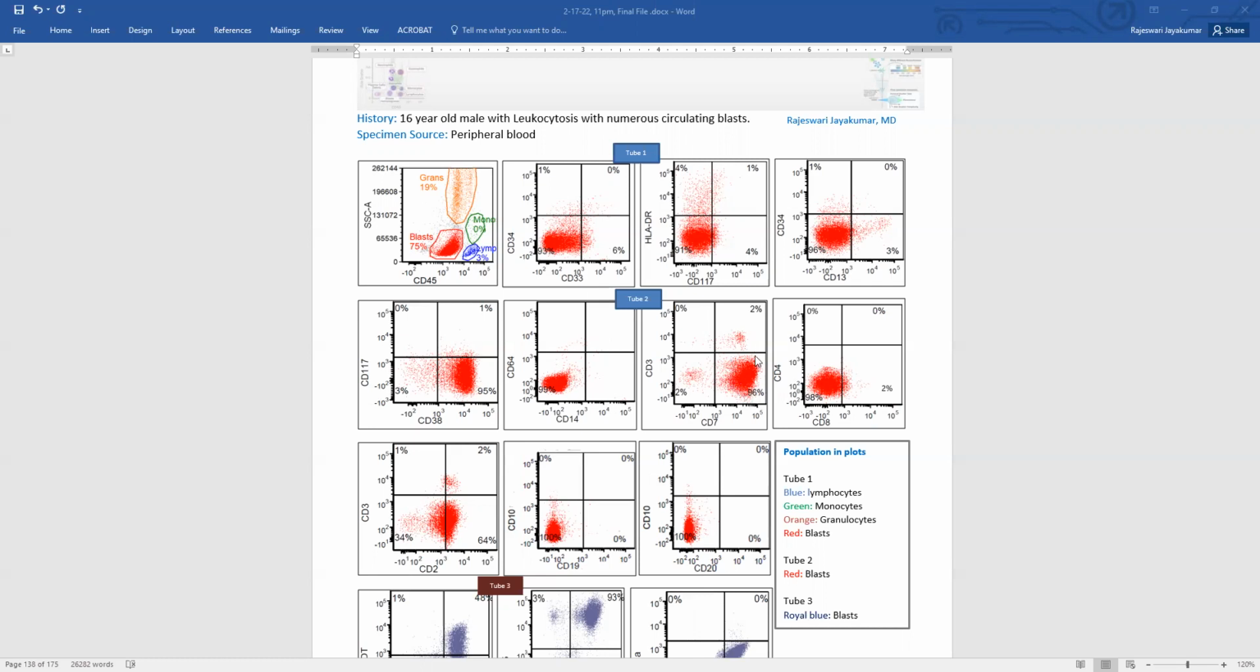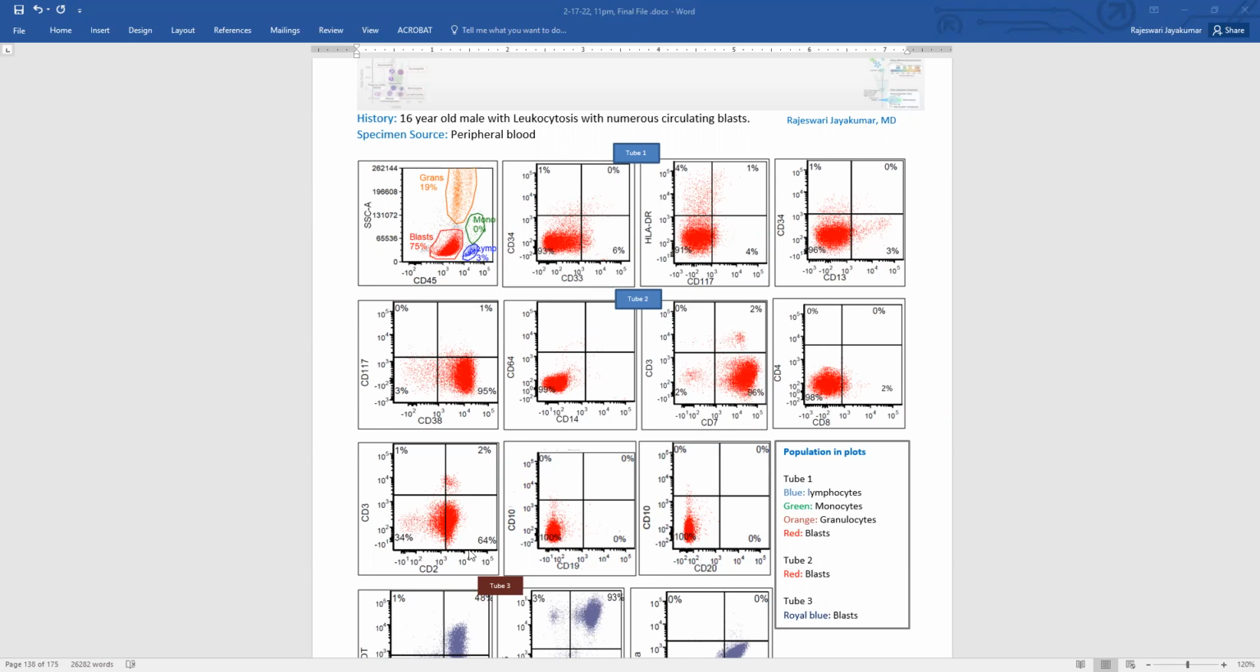They express bright CD7. They are largely negative for surface CD3. There's a small number of cells, just 2% of the blasts, that express surface CD3 and CD7. They are double negative for CD4 and CD8. They express partial dim CD2, and again we see a small population that is positive for CD2 and surface CD3. They are negative for CD19, CD10, and CD20, so they're negative for B cell markers. So far, we only see CD7, partial CD2, and CD38.